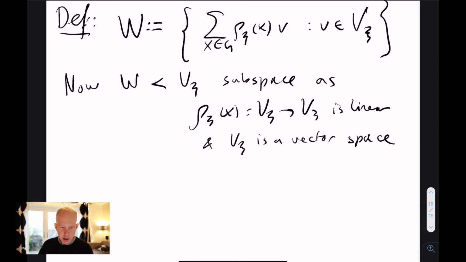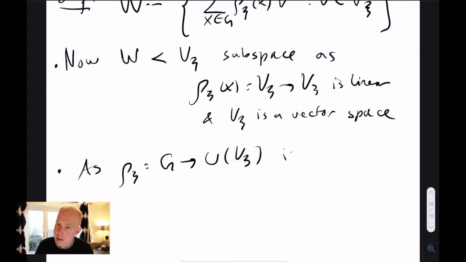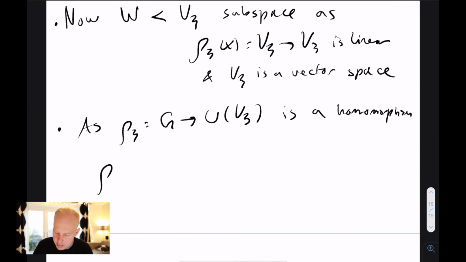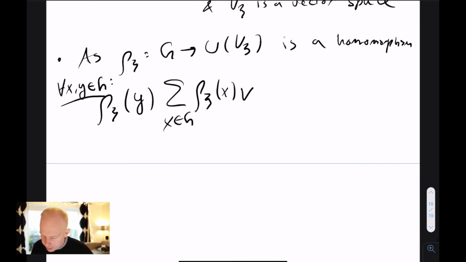Moreover, because rho xi is a homomorphism, remember it's a representation, rho from G to GL(V xi) is a homomorphism, we have the following property. When you act with rho xi of y on the sum over the group G of rho xi of x applied to v, this holds for every x and y in G. My aim is to prove that this is an invariant subspace, so I want to act from the left with general elements.